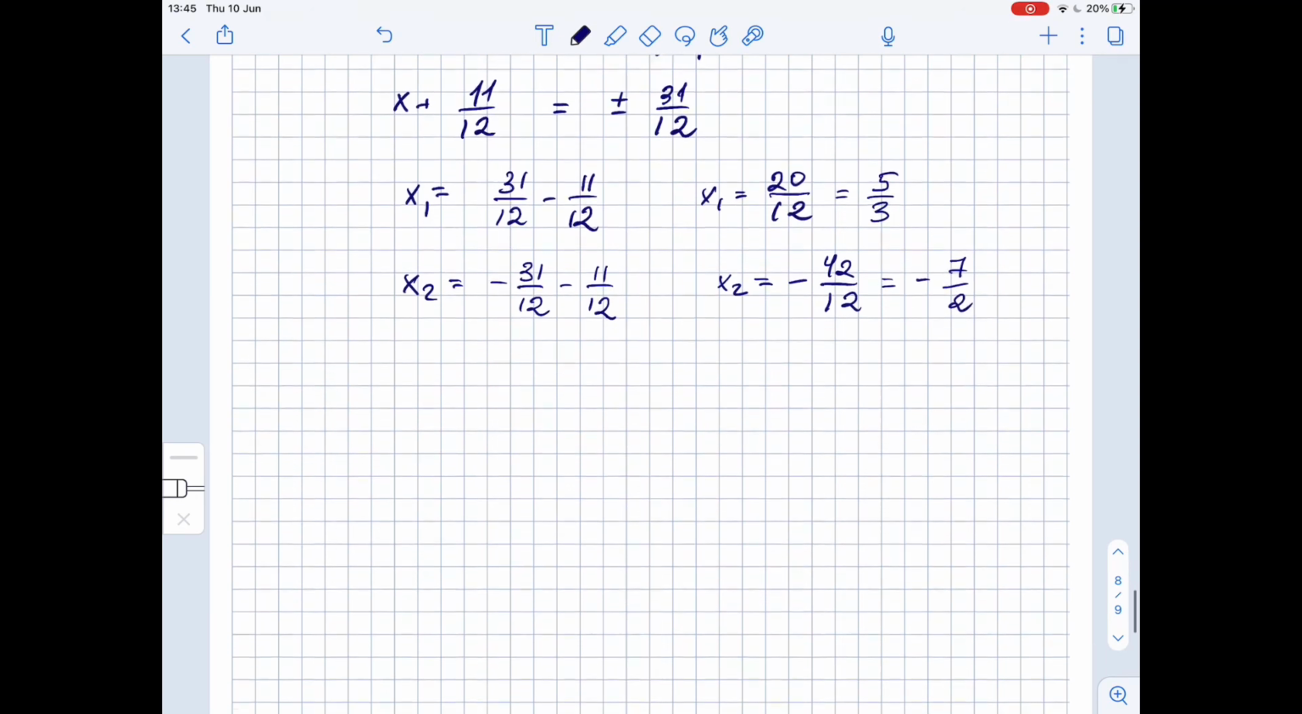And these are our answers. So we have two roots. The first one is 5 thirds, and the other one is negative 7 over 2.